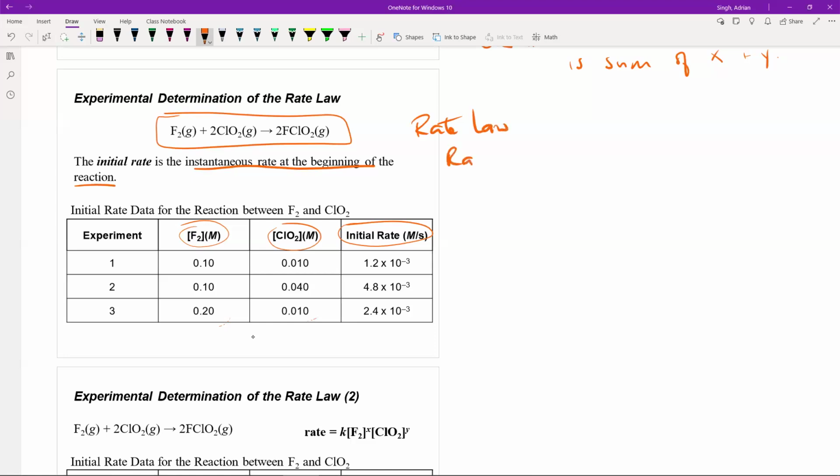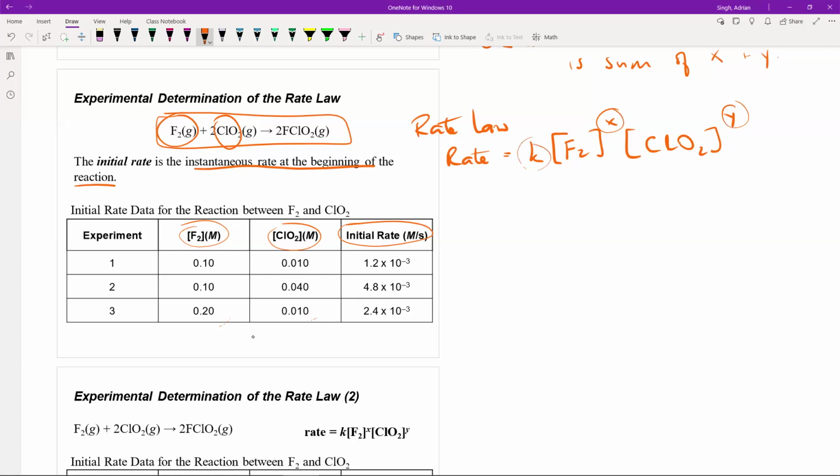So we can say that the rate is equal to K, the rate constant, times the concentration of the reactant F2 raised to a certain power, X, times the concentration of the other reactant, ClO2, raised to a certain power, Y. Remember, stoichiometry or the coefficients don't come into the rate law expression. We just look at the concentrations raised to certain powers.